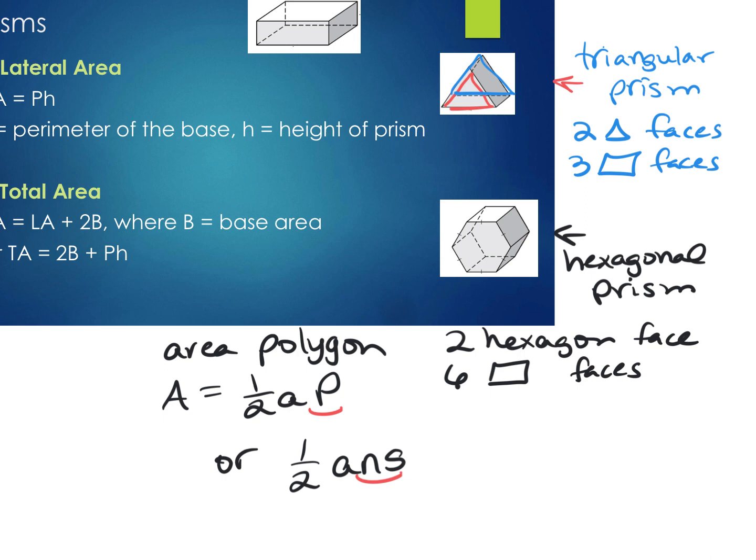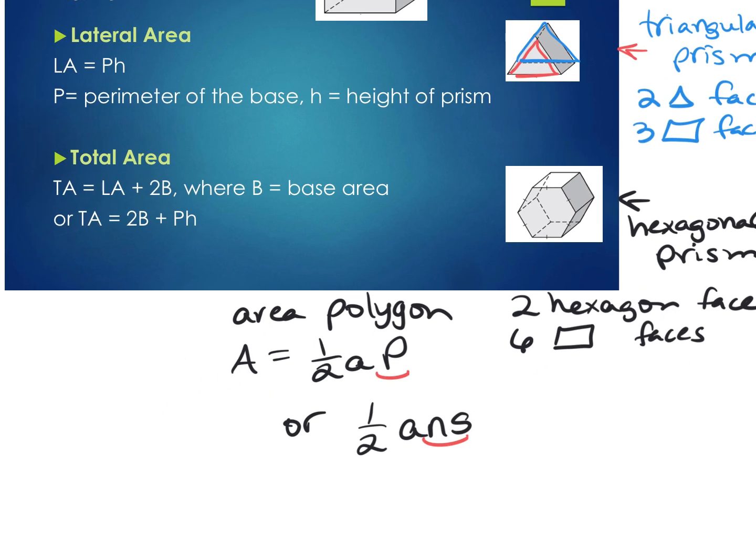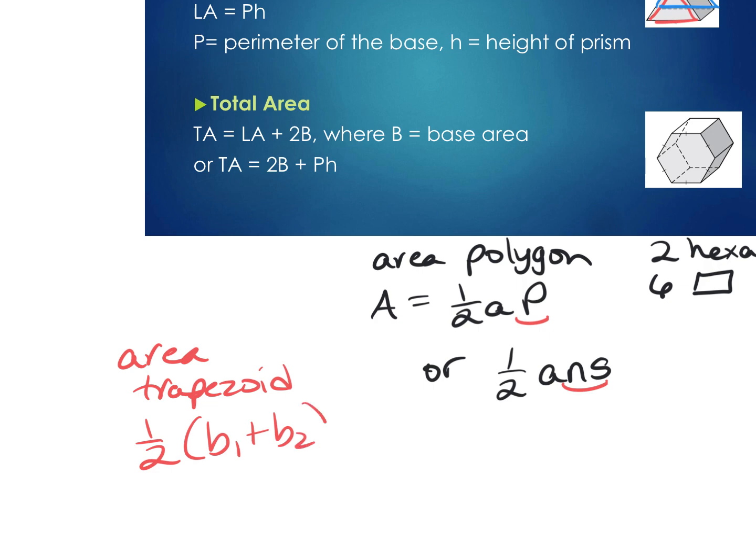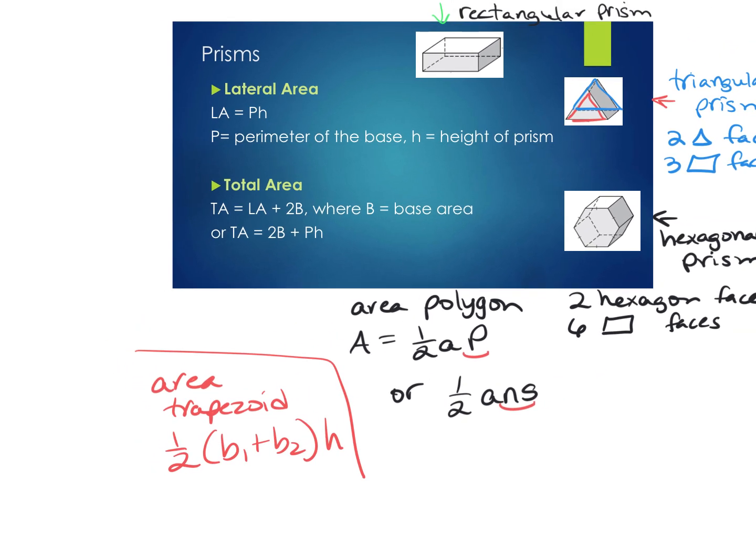Now, one other thing, I believe it's number 4 when you're doing the homework tonight. It's going to be a trapezoidal prism, and the formula for area of a trapezoid is going to be 1/2 times (base 1 plus base 2) times the height of the trapezoid. You'll need this formula for the homework tonight. So for the hexagon, it's a polygon, and we need this formula, which we learned in 11.3.